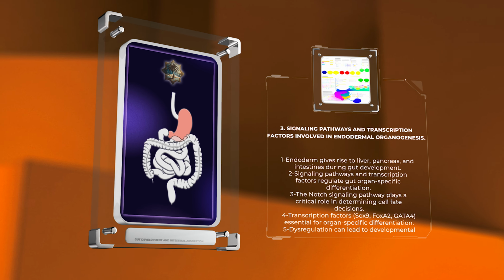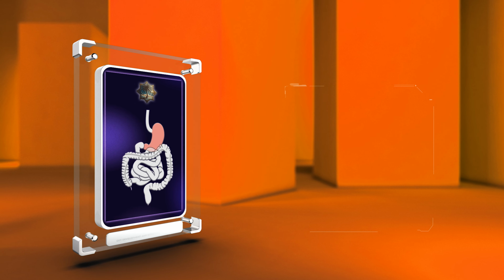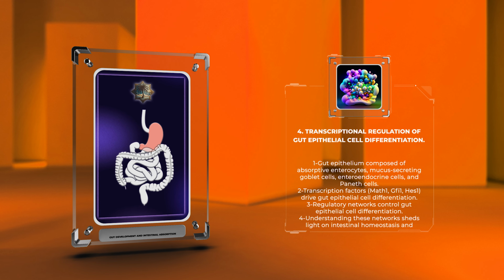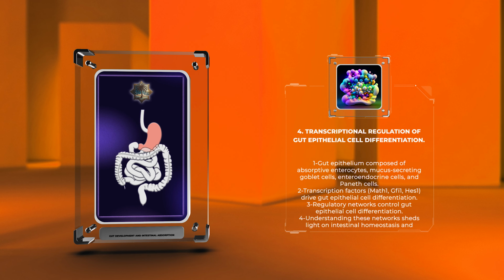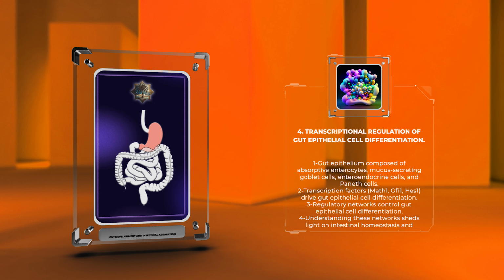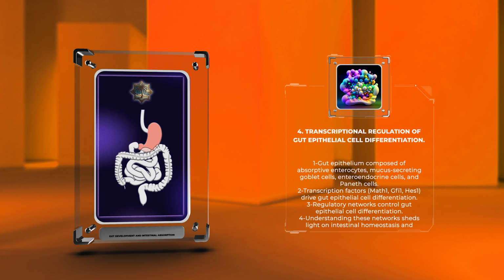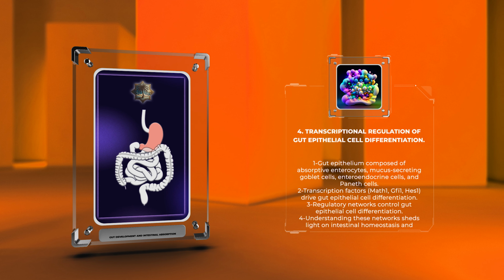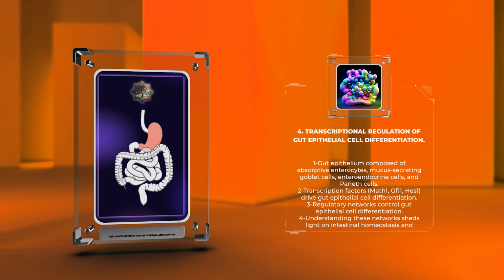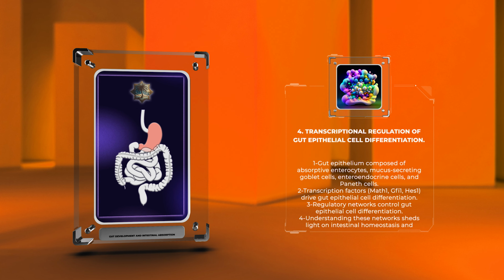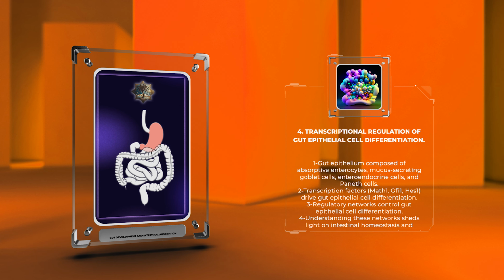The gut epithelium is composed of various cell types, including absorptive enterocytes, mucus-secreting goblet cells, hormone-producing enteroendocrine cells, and antimicrobial peptide-secreting Paneth cells. The differentiation and maintenance of these specialized cell types are tightly regulated at the transcriptional level. Key transcription factors, such as Math1, Hes1, and others, drive cell fate decisions within the gut epithelium. Understanding the regulatory networks controlling gut epithelial cell differentiation will shed light on how intestinal homeostasis is maintained and how dysregulation can lead to gastrointestinal diseases.